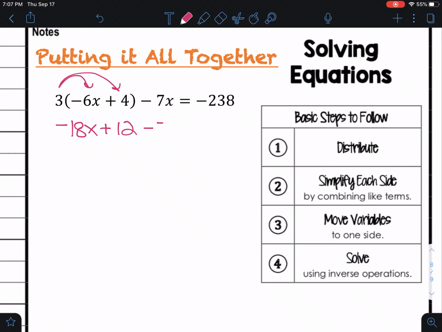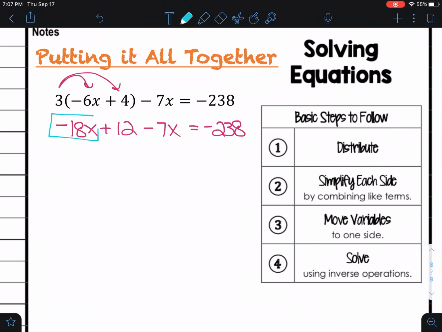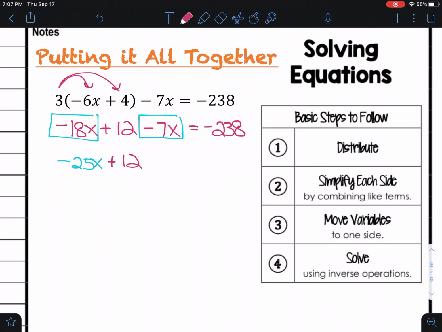Now I'm just going to copy the rest. Okay, now I want to put together my like terms. So I actually will highlight these right here. These are my like terms. I'm going to put those together, and I get -25x. And then I can copy the rest. Okay, so that's where that came from, right?